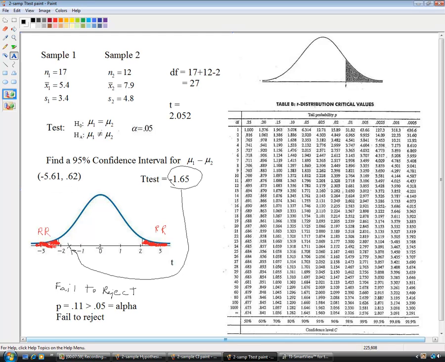Well, the number 0 is within this confidence interval, and as long as the number 0 is within the confidence interval, basically we're looking at mu1 minus mu2 being equal to 0, we have to fail to reject. Now if both of these numbers were specifically negative or they're both specifically positive, then we would have to reject.